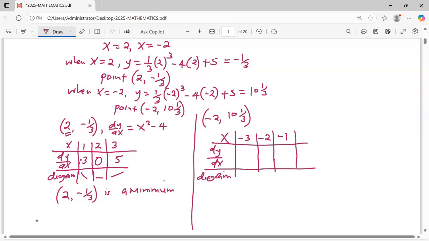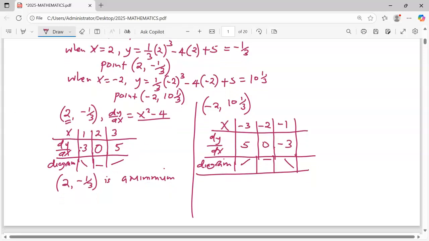So when x is negative 3, we are going to substitute in the dy over dx. We are going to have 9 minus 4, which is 5. At x is negative 2, negative 2 squared is 4 minus 4, which is 0. And when x is negative 1, we are going to have negative 1 squared, which is 1 minus 4, giving us negative 3. So you realize the gradient is changing from positive through 0 to negative, meaning that this particular point is a maximum stationary point, and therefore negative 2, 10 and a third is a maximum. So we simply mean a maximum stationary point.